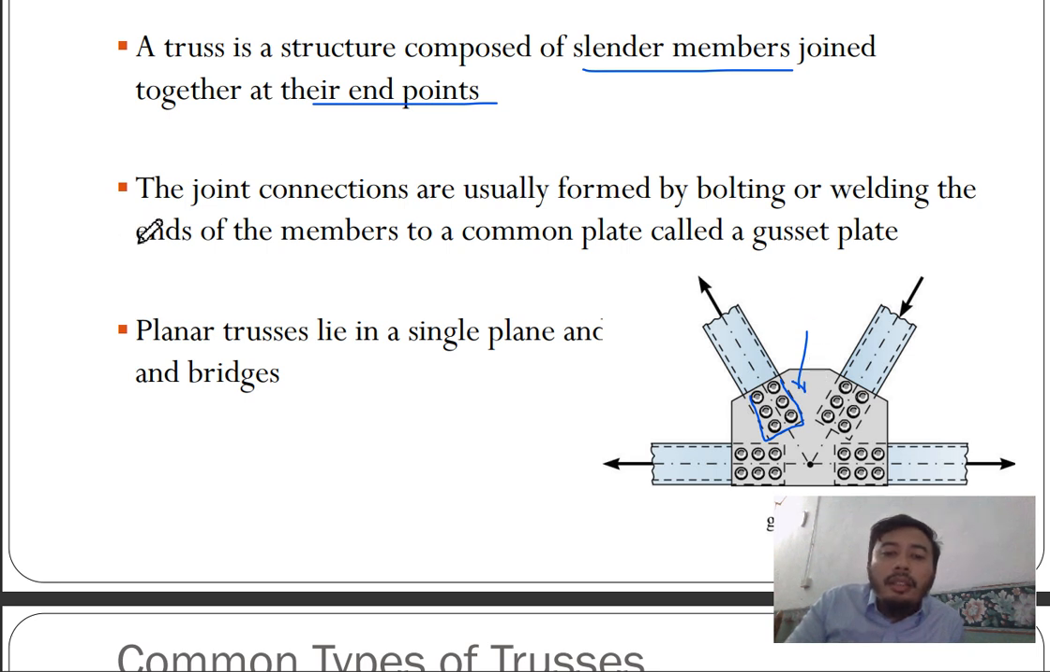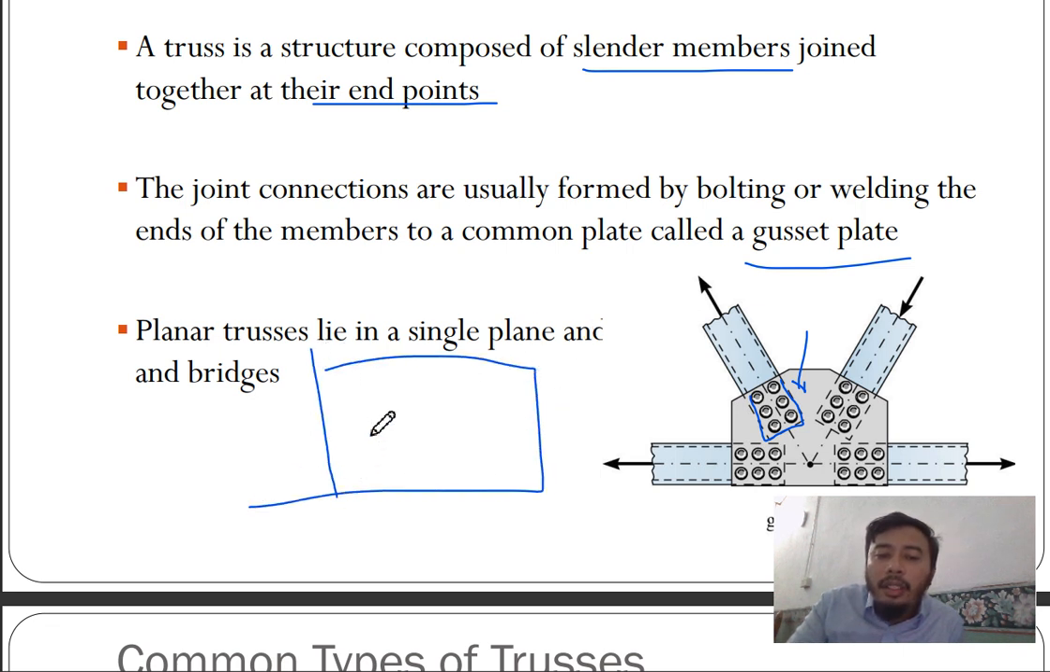Gusset plate. So planar trusses lie in a single plane, and are used in bridges. So a planar truss, a plane truss, lies within a plane. It's one single plane, so your truss lies within that plane only. Because you also have space truss. This is space truss.